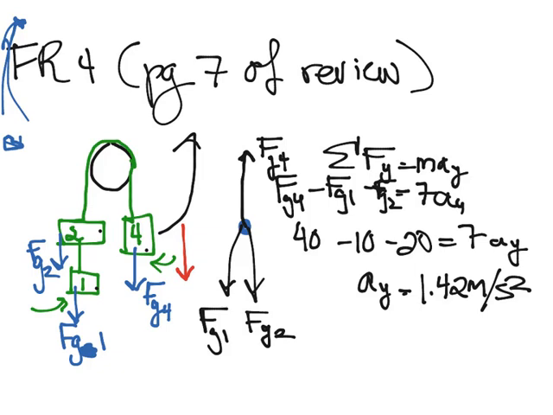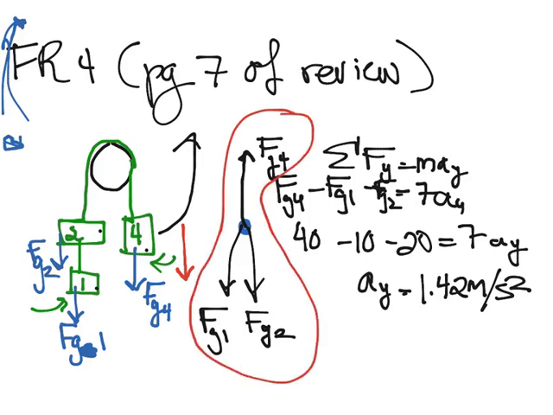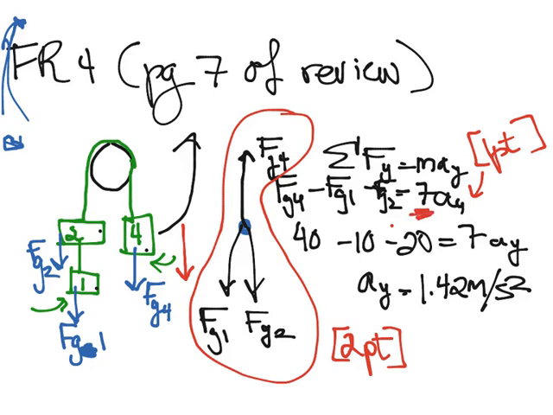Alright, so in terms of points, if you drew a force body diagram that looks like this, give yourself 2 points. If you were missing one force or had one extra force, take off a point. If you wrote Fy equals MAy and you put in Fg4 minus Fg1 minus Fg2 equals 7Ay, in particular, you're following your force body diagram and you have this 7, the total mass, give yourself 1 point, and then give yourself 1 point for this answer of 1.42.